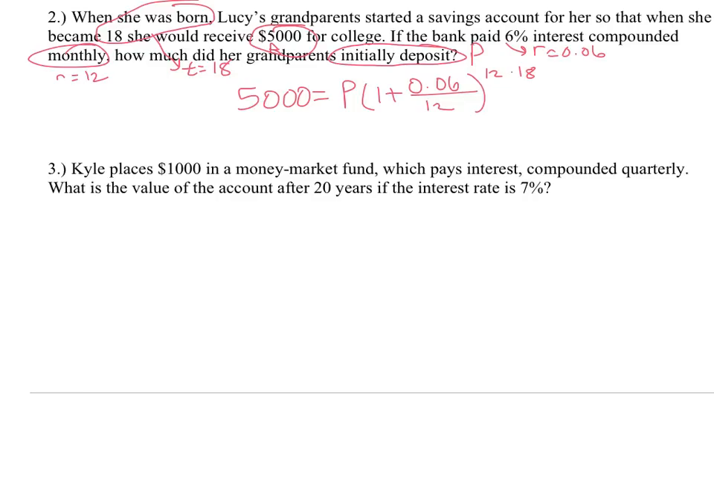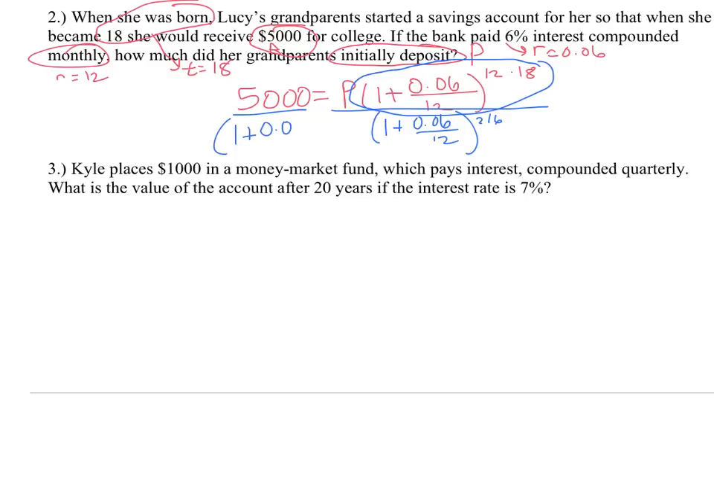So remember that this big crazy expression is just some number, and it's being multiplied by p. So to get p by itself, to solve for p, we need to undo this product. And so we're going to divide both sides by that expression. So we're going to divide by 1 plus 0.06 divided by 12 to the 12 times 18 power. And if we want, we can go ahead and figure out that. That's 216, so the 216th power. And we're going to take 5,000 and divide by that.